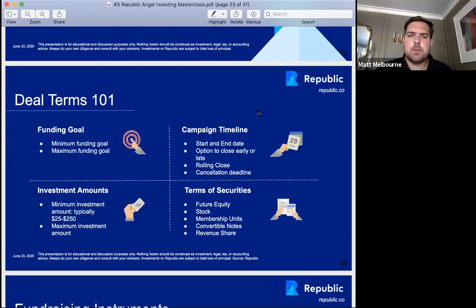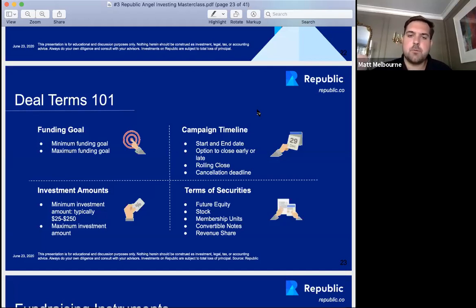A couple notes on timeline. There's a start date to the campaign and an end date, and companies have it open for that amount of time. Sometimes they extend it, sometimes they close early, and that's the period of time that investors can invest in. The companies sometimes close on investments during the campaign to be able to withdraw funds. And there's usually a cancellation deadline for the last day that investors can cancel before the end of the campaign. So definitely keep an eye out for that.